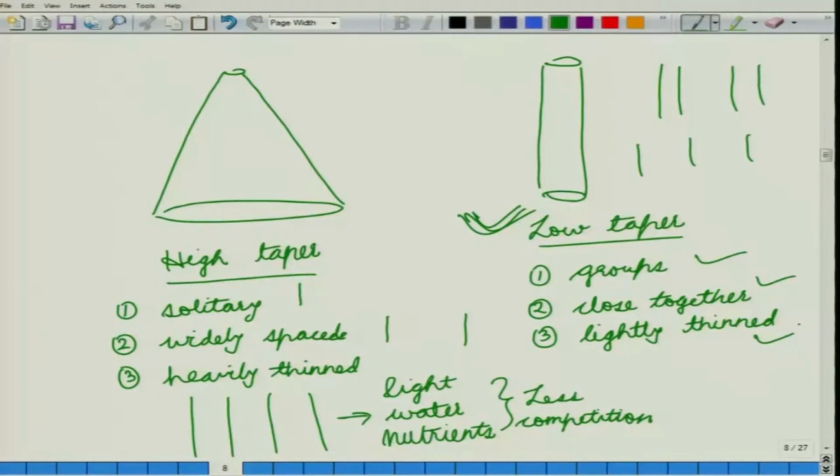So, now let us move back to the image. Here you can see that you have a stand that is very close together. These trees are very close together, it is very lightly thinned. So, essentially you have a very large amount of competition and these trees are together in groups.